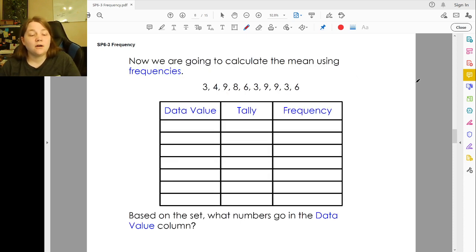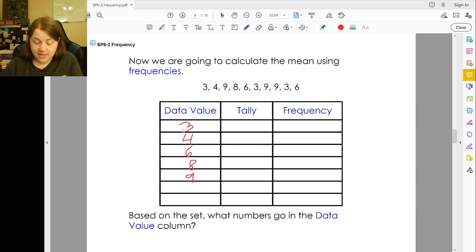But now, using the frequencies, we can change things up a little bit, and we can make things a little bit easier. Let's go ahead and put the numbers in here first. I see 3s. I see 3. I see 4. I don't see any 5s. I do see a 6. I don't see any 7s, but I do see an 8 and a 9.